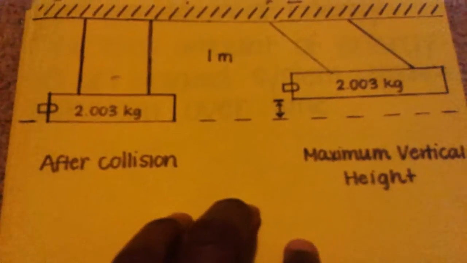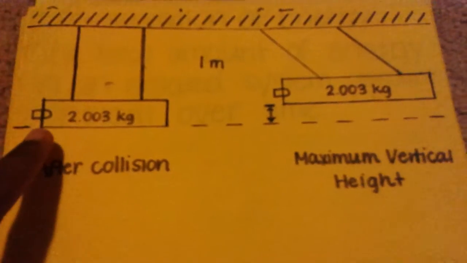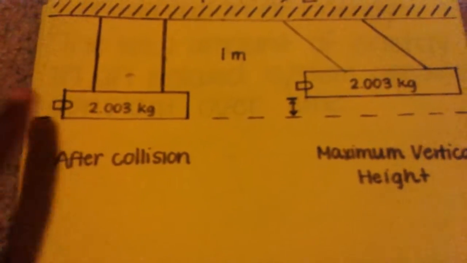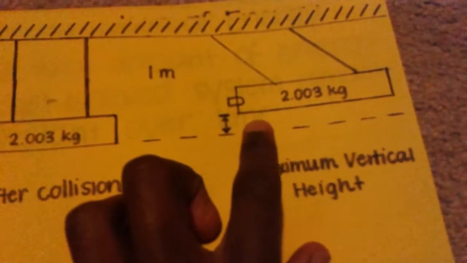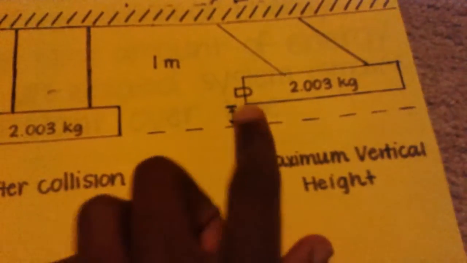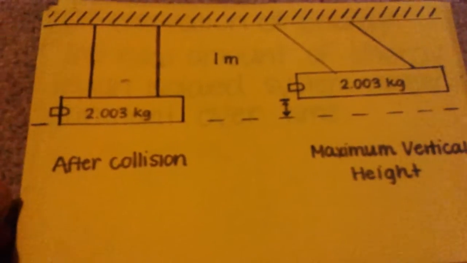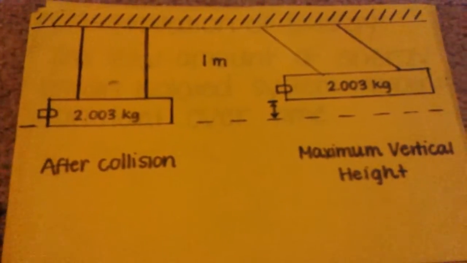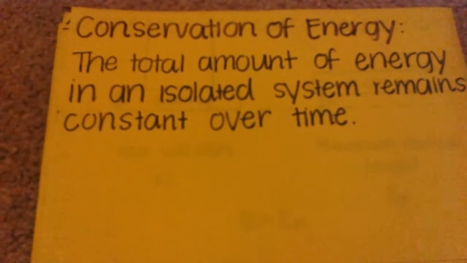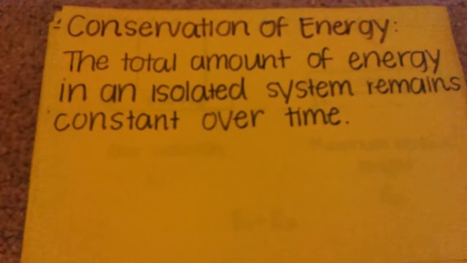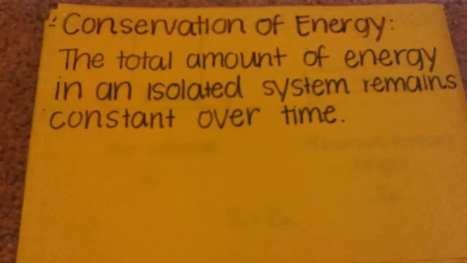Okay, let's re-examine our picture. After the collision, the bullet block combination has become one. After the bullet has struck, the block rises a certain height. This is the height that we're trying to figure out, and the height is at its maximum vertical height. We can use energy to solve for this maximum vertical height. The conservation of energy states that the total amount of energy in an isolated system remains constant over time. We can use this to solve for H.